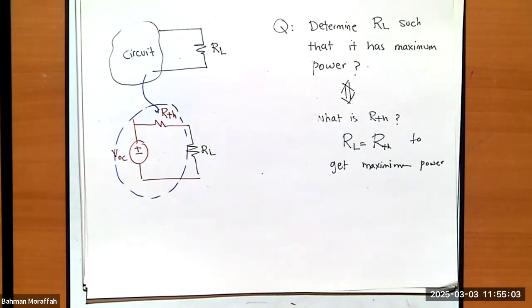So if I give you a circuit and I tell you, give me the value of RL such that it has the maximum power, you're going to treat that element, that RL, as your load, and then you're going to find the equivalent resistance, either using V over I or just zeroing out the sources, right?